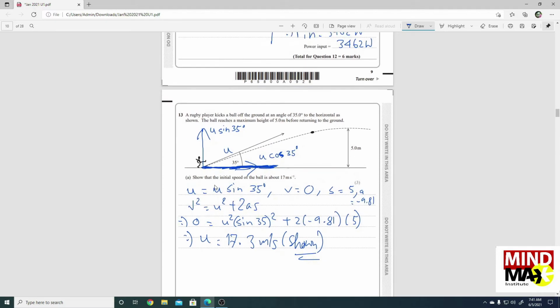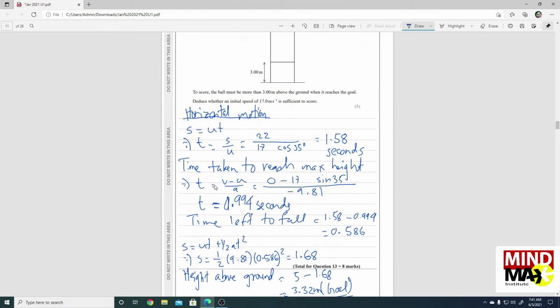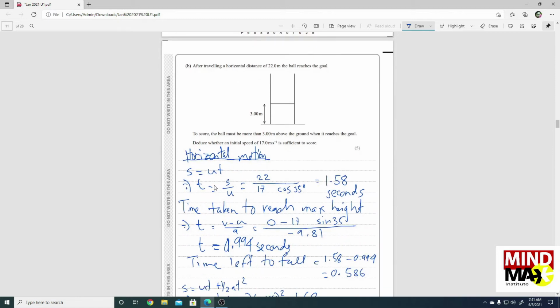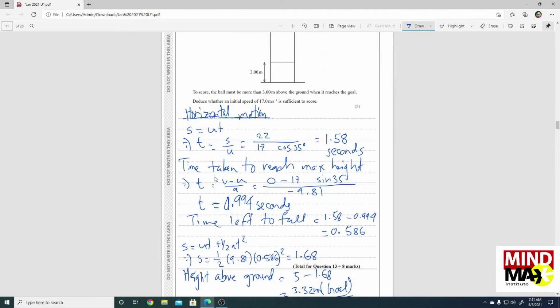So horizontal speed is which one? This one, u cos 35, right? This is the horizontal component. So displacement is 22 divided by this one. So we got this one, 1.58 seconds. Time taken to reach maximum height.